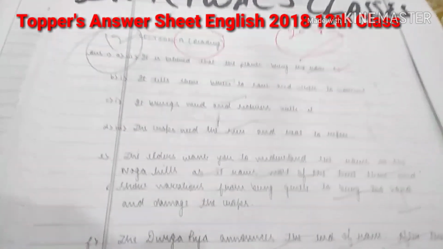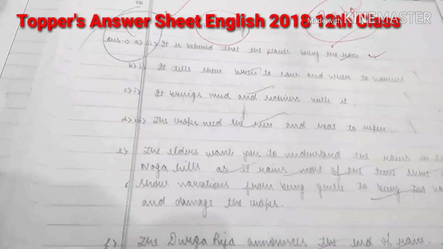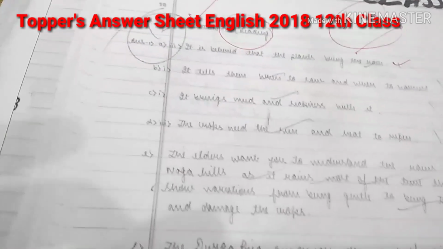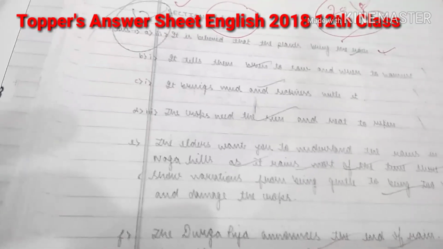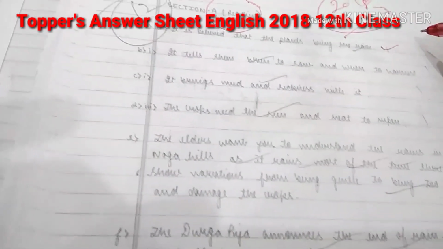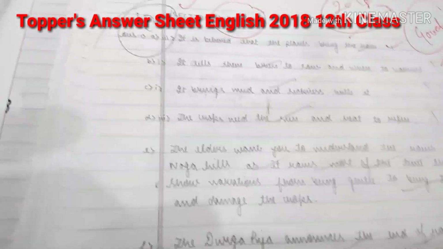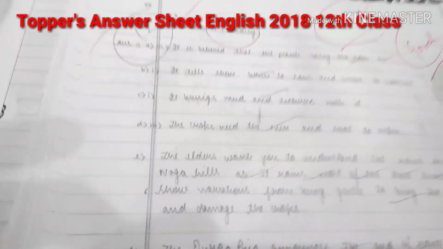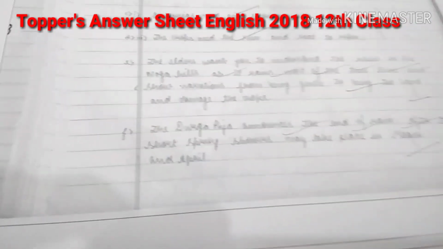I will show you the complete paper: first the reading section, then the writing section, and then the literature one. And one more thing, there comes a problem. Students feel unsure which section they should attempt first. What I suggest is that any section in which you feel you can do your best can be taken first in your paper. This topper of 2018 has written direct answers, not lengthy ones, very short and to the point.